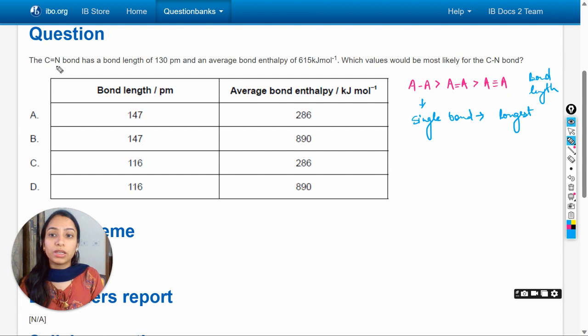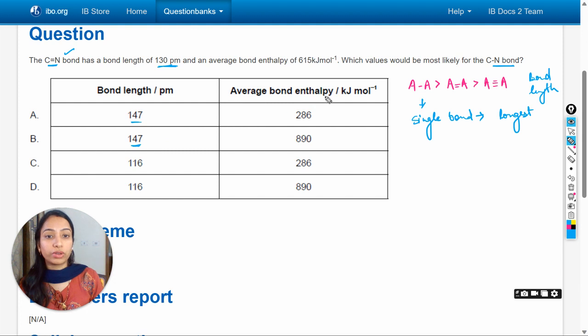And here you can see that here is a double bond and we have to find for the C single bond N, which means the bond length of the C single bond N will be more than this C double bond N, which means more than 130 picometer. So you can see here that in A and B options bond length is 147, that is more than 130, and here 116, which is less than 130 picometer. So here the bond length should be higher than 130 picometer. So answer can be A and B option.